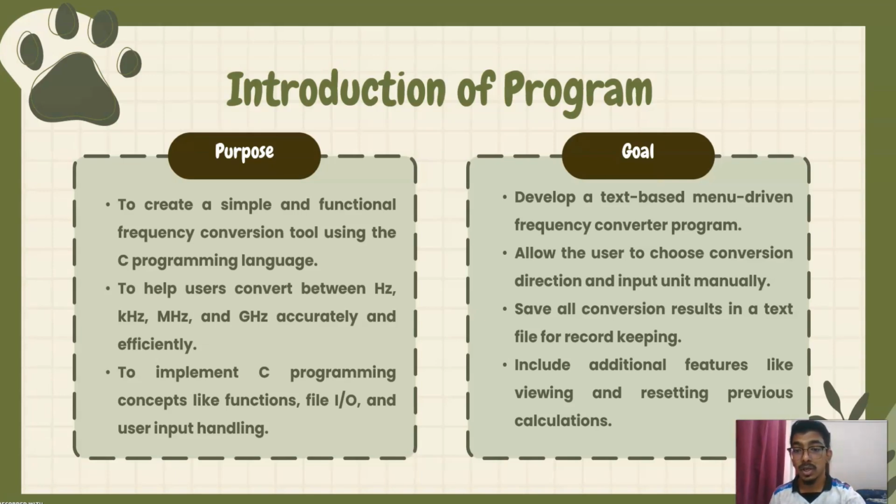Now let's look at the goals of the program. We aim to develop a text-based menu-driven frequency converter program. Users will be able to select the conversion direction and manually enter the value they want to convert. The program will save all conversion results into a text file for easy record keeping. The last one is extra features like viewing past results and resetting previous calculations, which are also included to make the tool more user friendly.